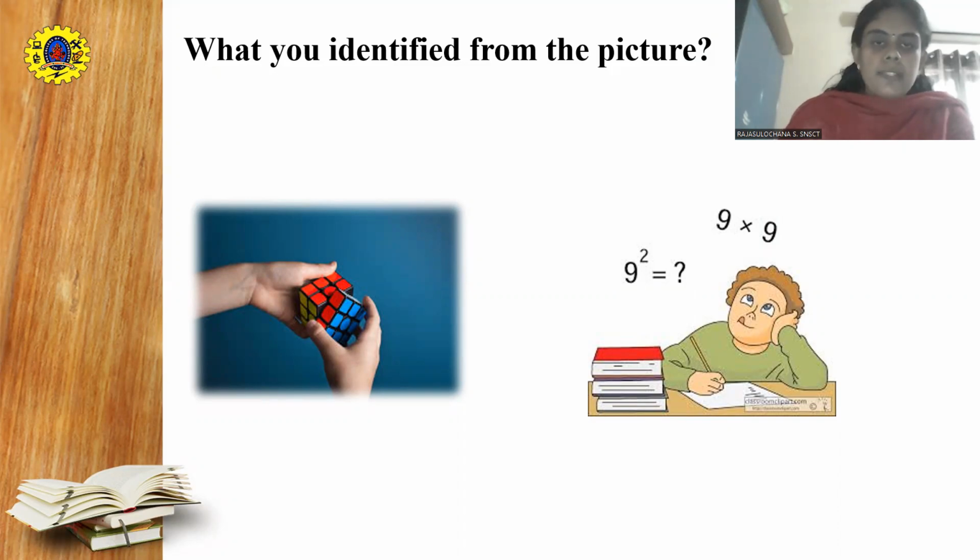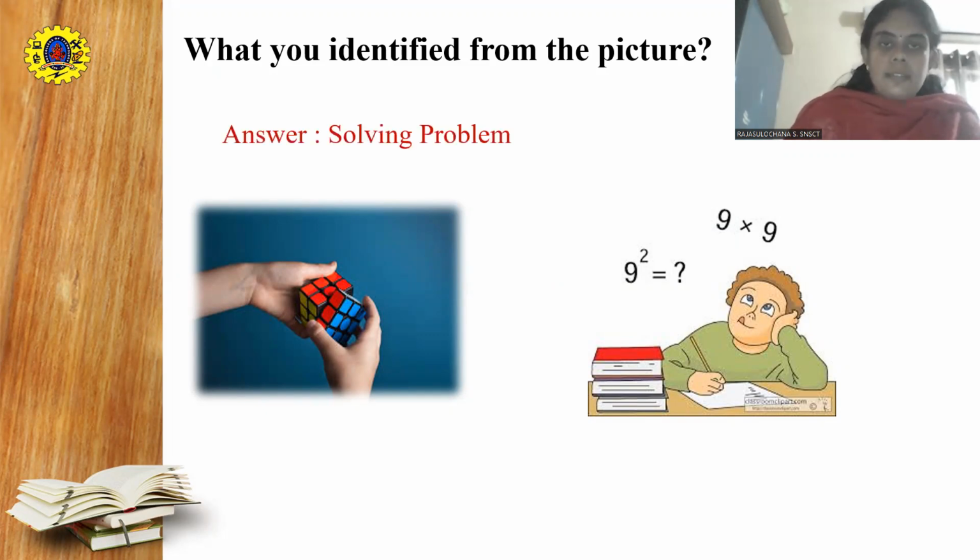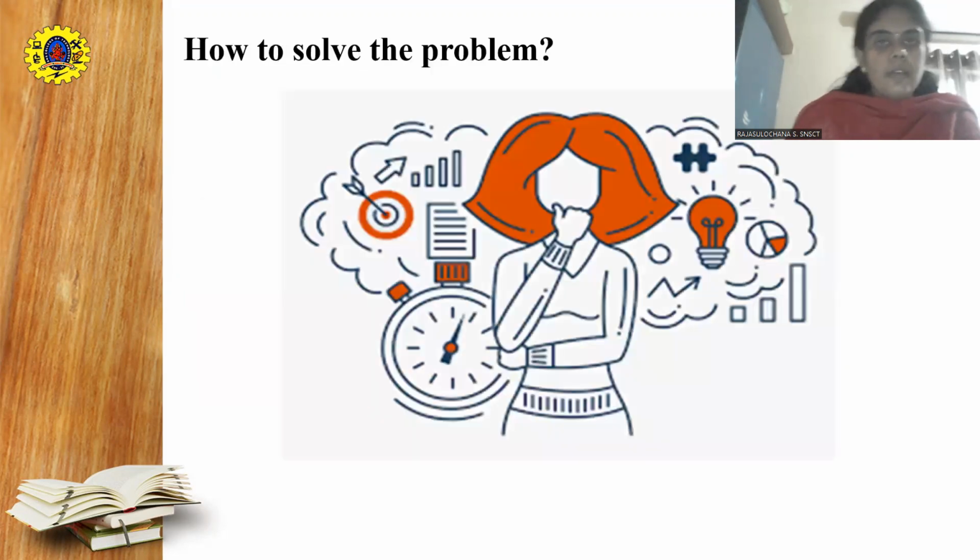In the first picture, the person is trying to solve a Rubik's cube. In the second picture, the student is trying to solve a mathematical problem, which is 9 into 9, or 9 square. So what do both these pictures depict? In both pictures, they are trying to solve a problem. So this is what we identify from this picture, right? Yes. So this picture is about solving a problem.